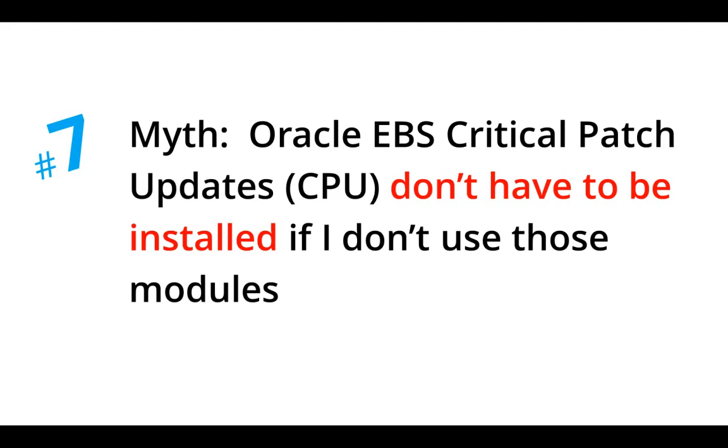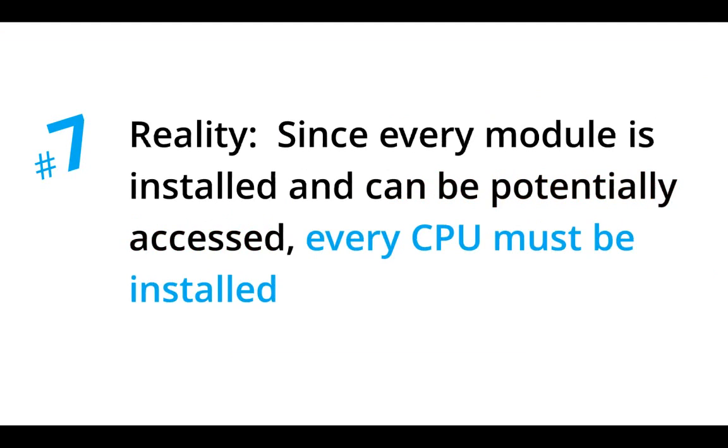This isn't necessarily as true as it used to be because Oracle's moved to only cumulative patches for EBS Critical Patch Updates. But still, some people will go through and say, oh, we don't run that module, so we don't have to apply the CPU. The problem is since every module is installed and it can potentially be accessed, every CPU must be installed even if you don't run any of those modules.